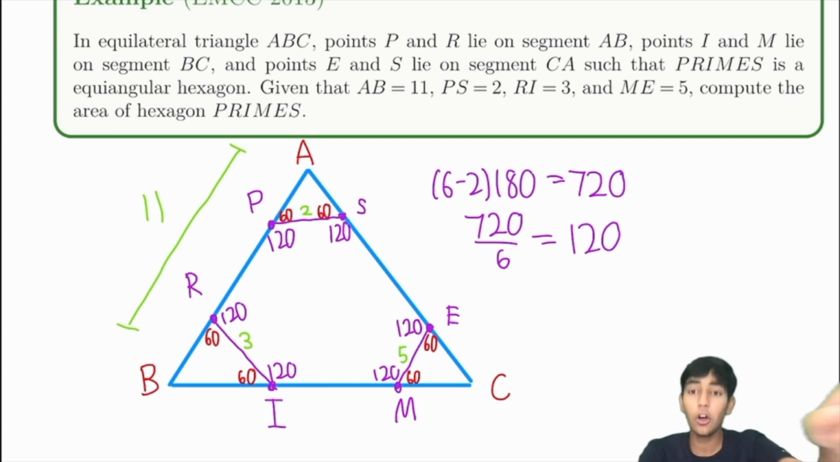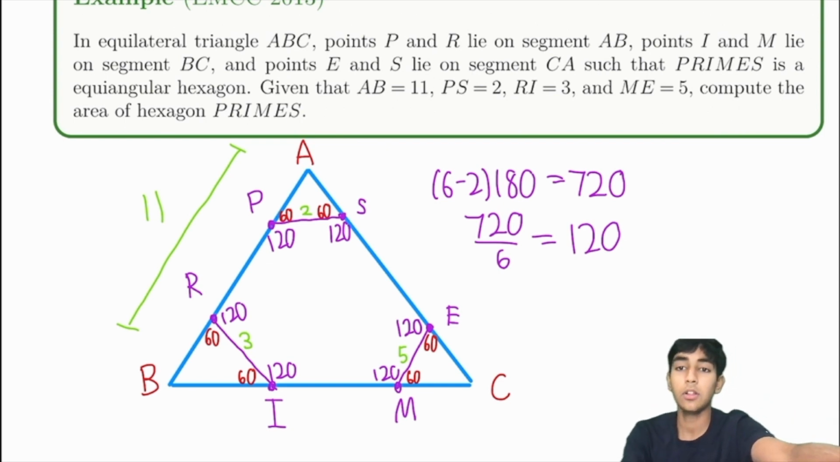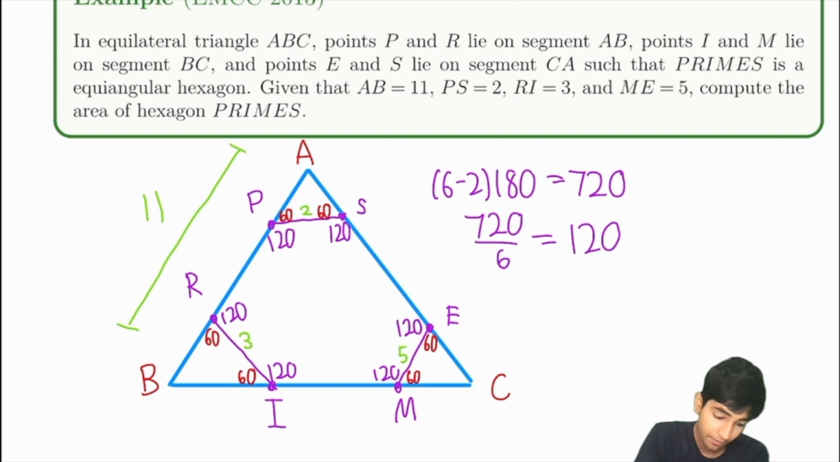And also, we know that the triangle itself is equilateral, right? The triangle itself is equilateral, which means that all three angles of it are going to be equal to 60 degrees. So we know that right off the bat, this is 60, this is 60, this is 60. Is that a coincidence or does that mean something?